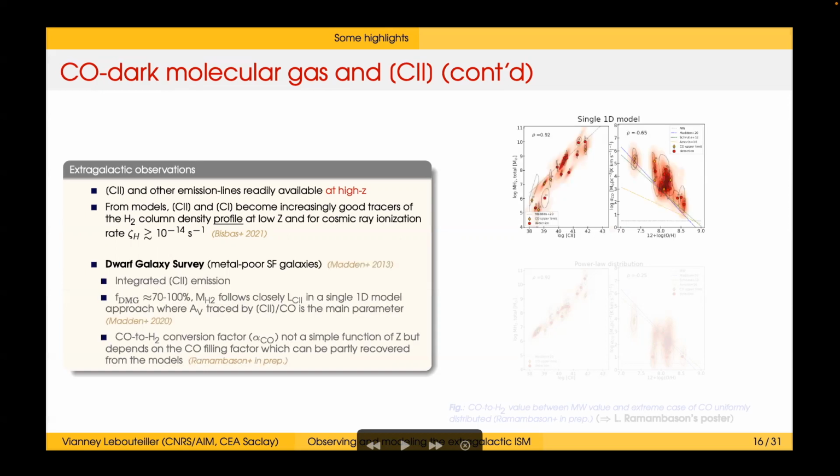Now, if we turn to the dwarf galaxy survey, which Sumadan will mention, these are metal poor star-forming galaxies. Here we will study the integrated C2 emission of galaxies. And in such a case, we find a fraction of dark molecular gas reaching up to almost 100%, with the molecular gas mass traced very well by the C2 luminosity. And that's the alpha CO conversion factor as a function of metallicity. So it seems to be quite well behaved as a function of metallicity.